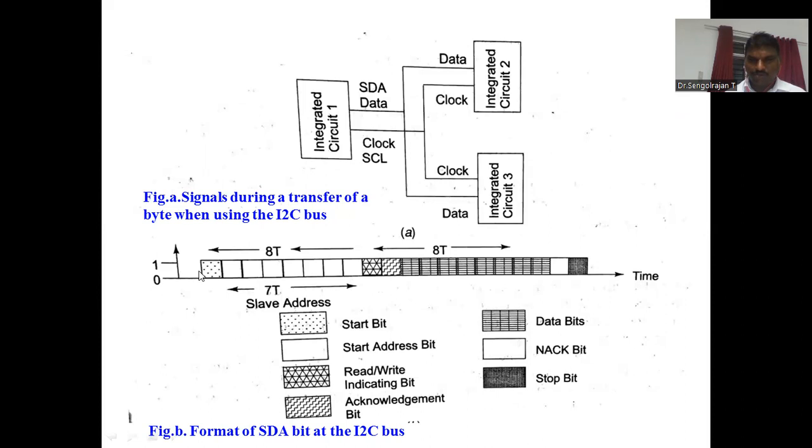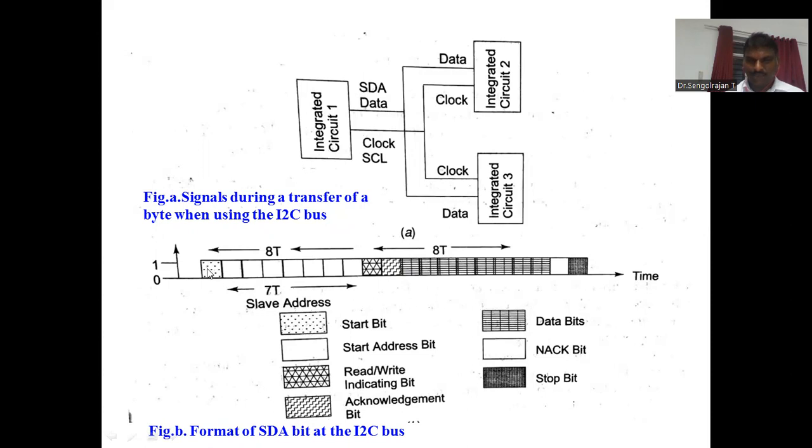For transferring one bit of data, it takes a time period of T. So for transferring 8-bit data, the total time period is 8T. This is one frame, one 8-bit data, which takes a total time period of 8T, separated by a time interval, and another 8-bit data follows, taking another 8T. This is the format of the serial data address bits in the I2C bus.